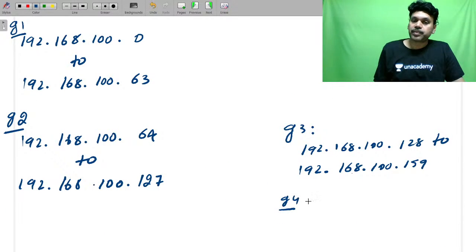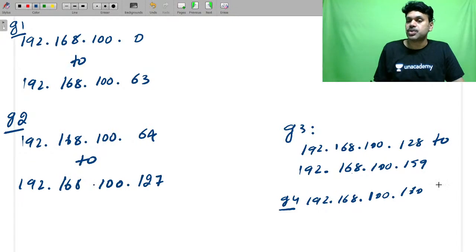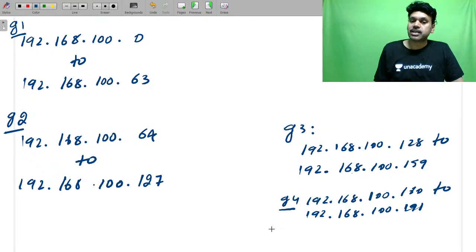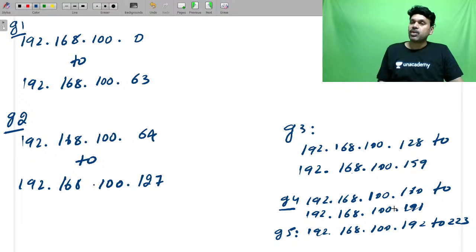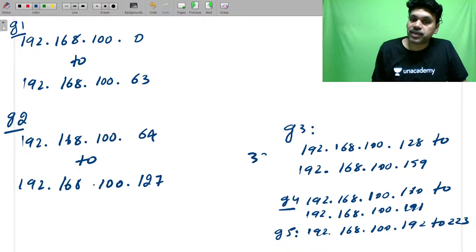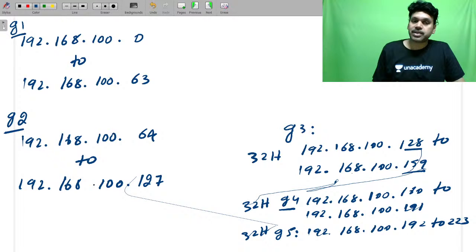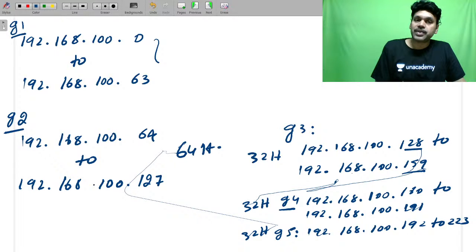Next group 4. 192, 168, 100.160 to 192.168.100.191, because next subnet is 192. So group 5 is 192.168.100.192 to 223. That's right. So this will give you 32 HIDs, 128 to 159. This will give you 32 HIDs. This will give you 64 HIDs. This will give you 64 HIDs.